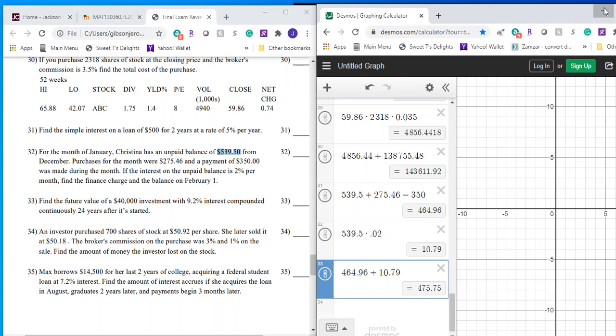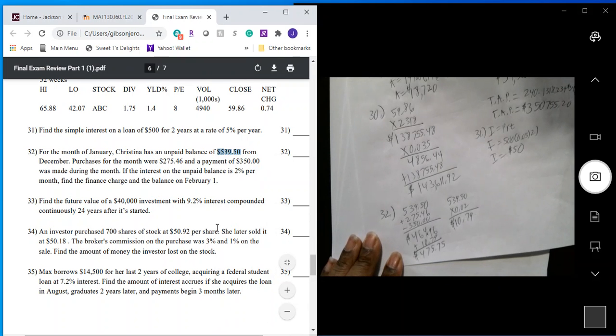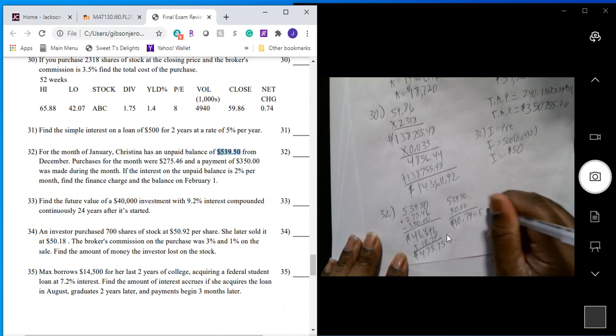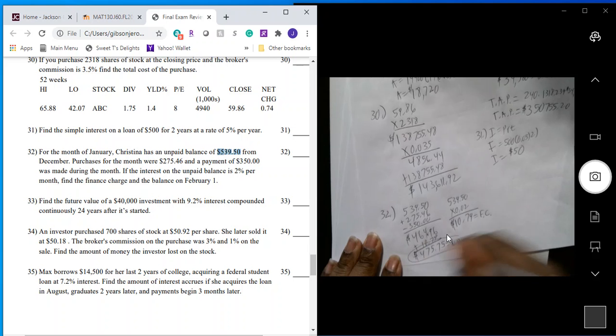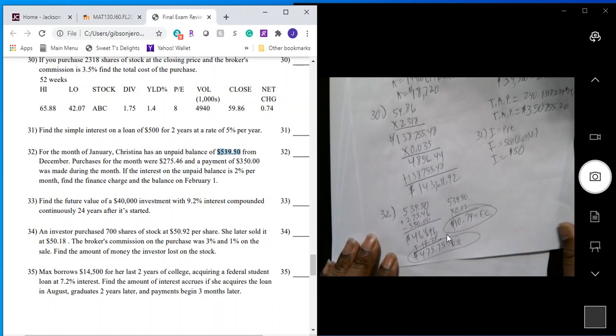Now, did they ask us? Let's see what they asked. Okay, they asked us to find the finance charge. So this will be the finance charge. And then this right here will be the new balance, or NB. So we had two separate answers for problem 32.